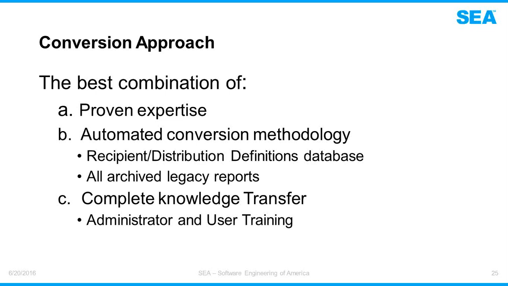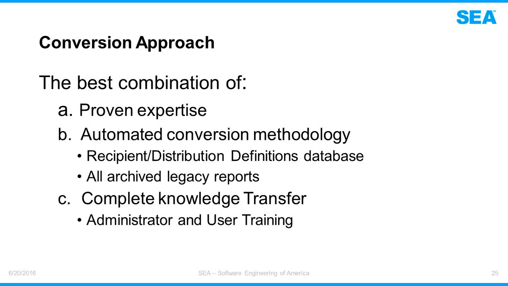So we have that. We have automation that takes your report distribution and report definition database and converts it over automatically to the TRIMS version of that database. We have automation that also will go in and pull down your old archive reports, reprocess them, and put them out as the TRIMS archive, all in an automated fashion.